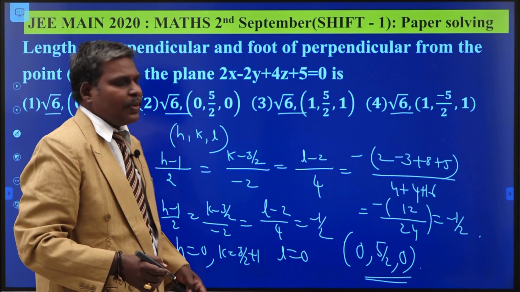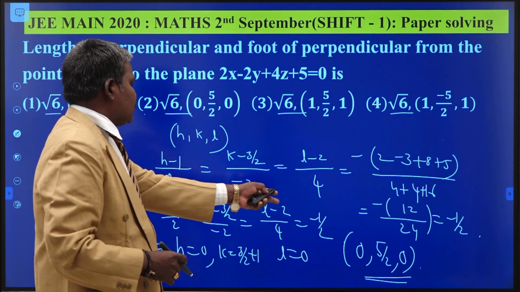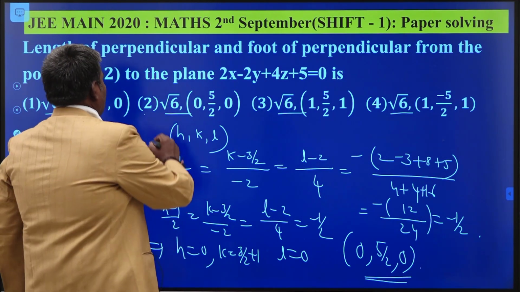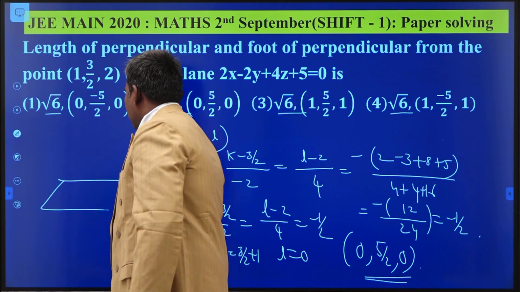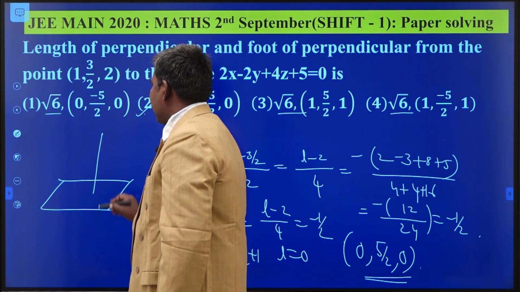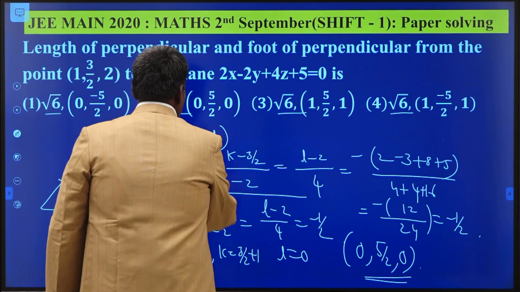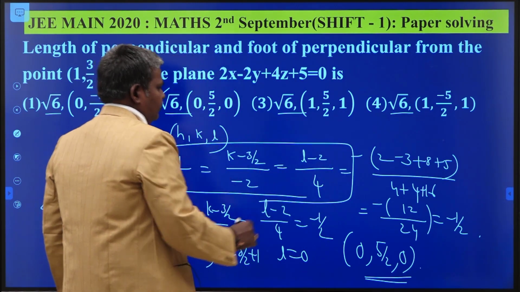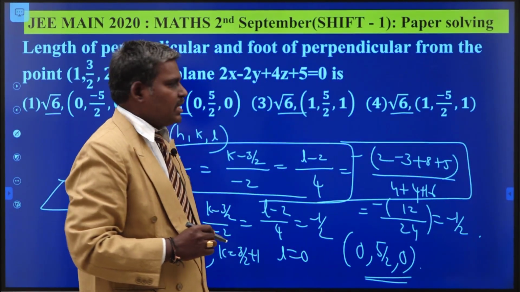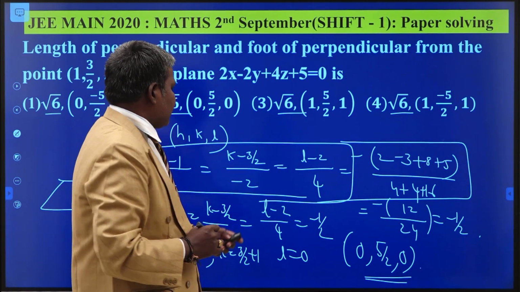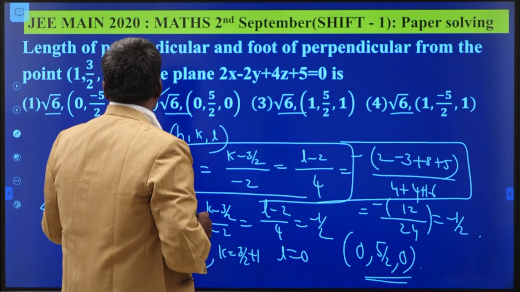So no need to find the perpendicular distance here because all the values are given to you, root 6. So foot is 0 comma 5 by 2 comma 0, and length of the perpendicular is this one. So some plane is there. We have to find out the perpendicular distance and foot of the perpendicular. This is your well-known formula: minus of ax1 plus by1 plus cz1 plus d by a square plus b square plus c square. So what is your foot? 0 comma 5 by 2 comma 0.